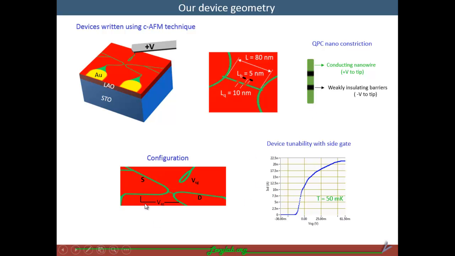So this is our measurement geometry. We use the four-probe method to measure the conductance in the active device. The figure shows our device tunability with the side gate, where we use one of the written electrodes as a side gate, where for positive values the conductance of the device increased by increasing current in the device.